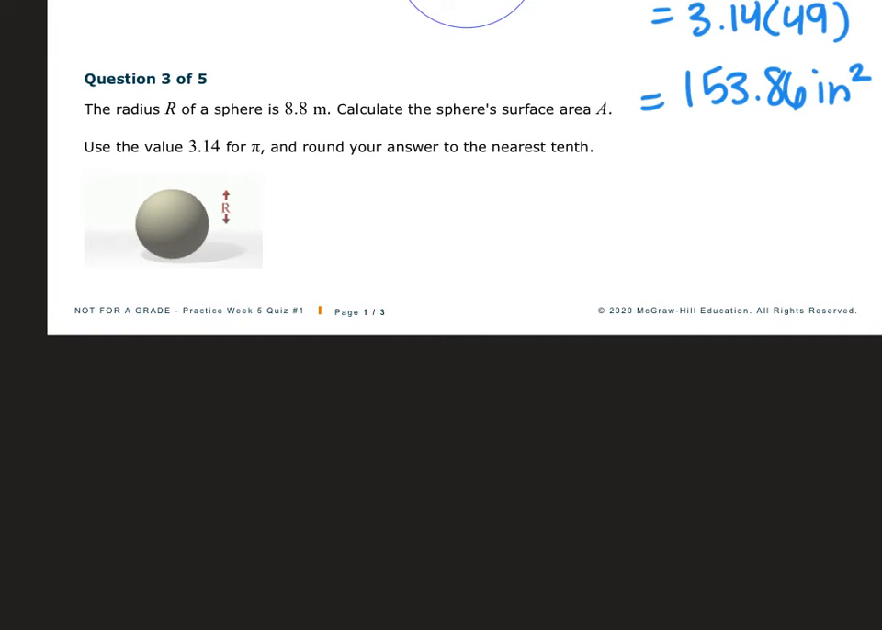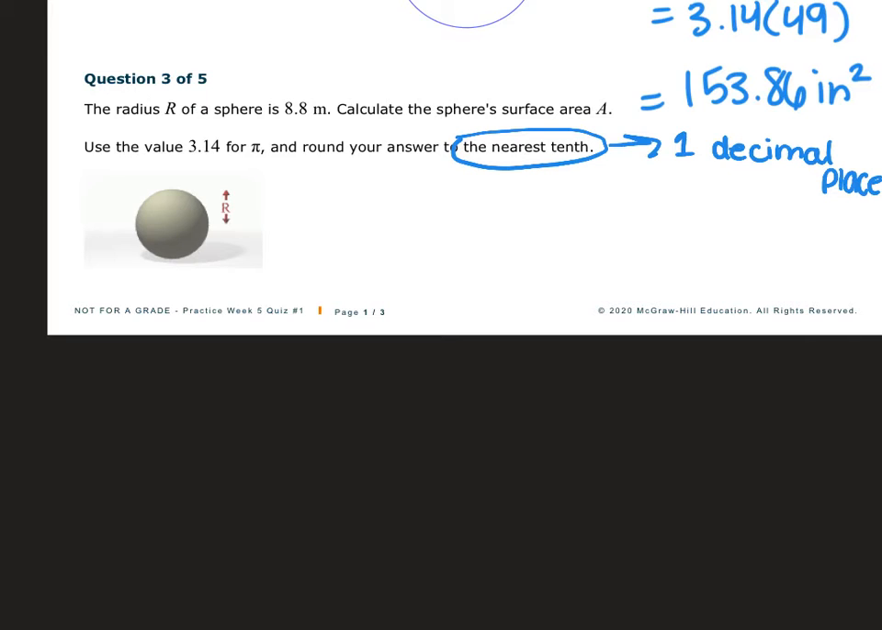Question number 3 says the radius of a sphere is 8.8. Calculate the sphere's surface area. Use the value 3.14 for pi and round your answer to the nearest tenth. If you recall, nearest tenth, that's 1 decimal place. So you can have 1 number after the decimal.